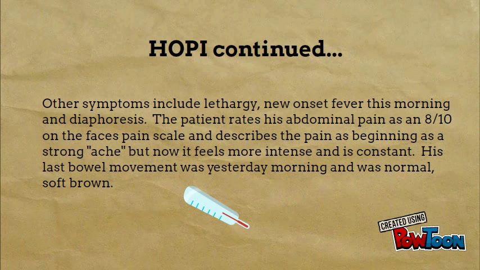Other symptoms include lethargy, new onset fever this morning, and diaphoresis. The patient rates his abdominal pain as an 8 out of 10 on the FACES pain scale, describing the pain as beginning originally as a strong ache, but now it is more intense and constant. His last bowel movement was yesterday morning and was normal soft brown.